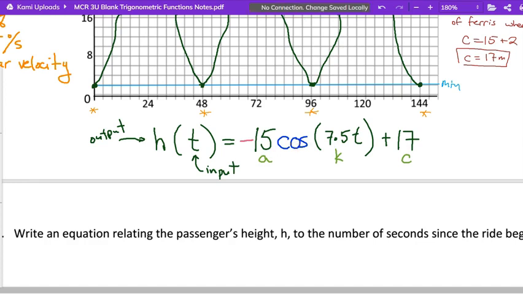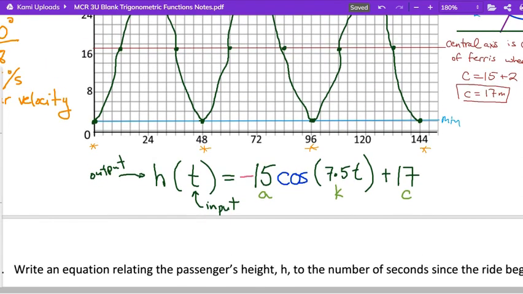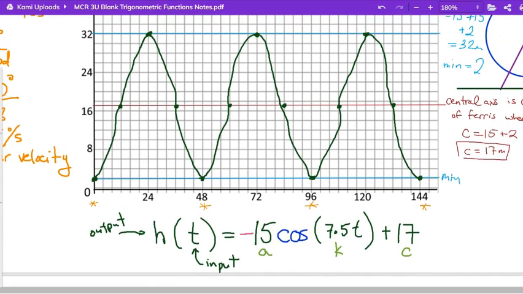Could I have written this as a sine function? Yes, and if I did, what would be my phase shift? So where is the start of the sine function? Right here. How much time has passed? 12 seconds. So it would not be wrong to write it as a sine function and give it a 12-second phase shift.